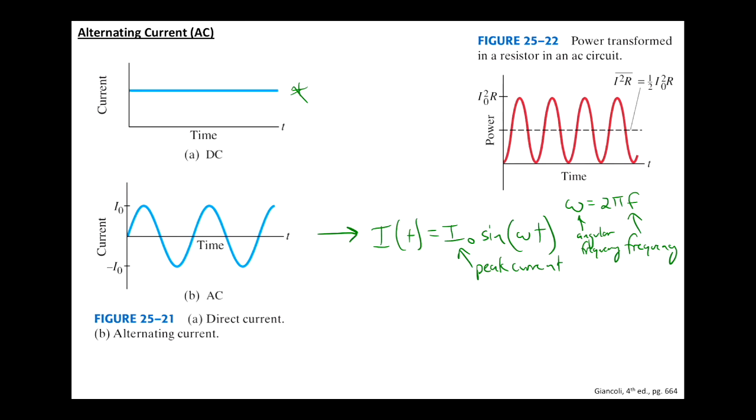So the current is always changing, but we could also write something similar for the potential difference that's being applied, and it looks exactly the same, like so. I should point out that alternating current used in this country, let's say in the U.S., the frequency is 60 hertz. Elsewhere in the world, it's 50 hertz.